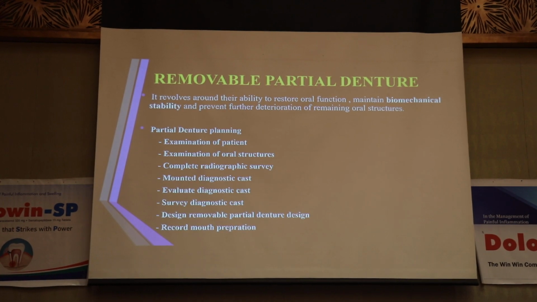And survey the diagnostic cast. Why do we have to survey? Because the tooth will always have undercuts. The soft tissue will also have undercuts. So how do we block out the undercuts, and how can they very easily place the denture inside the mouth? That we have to check.